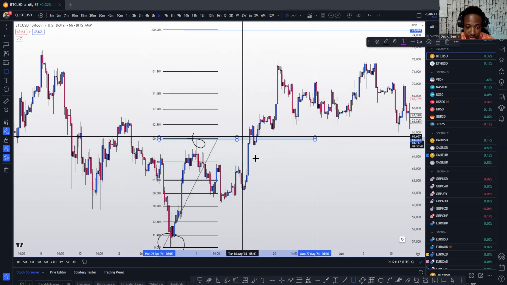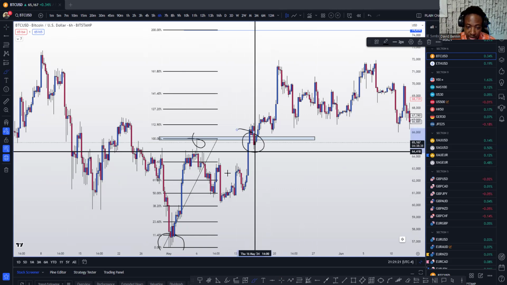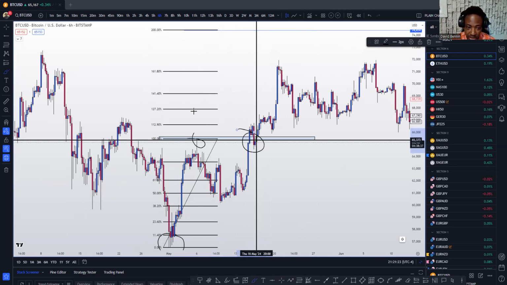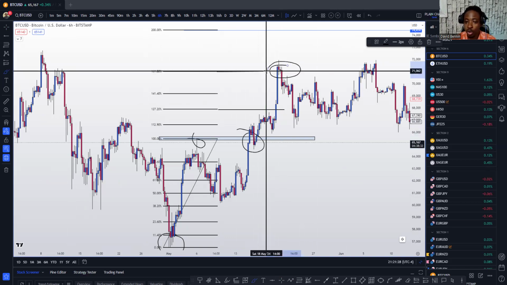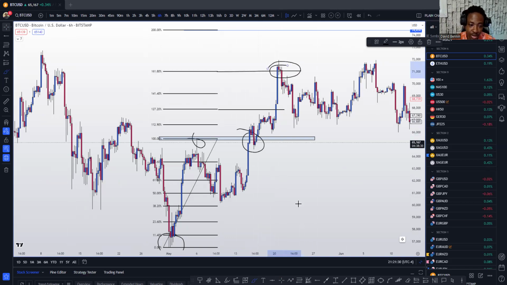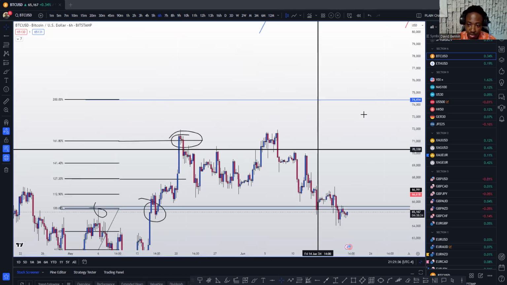So after this one is broken, price came back for the retest here. So here, if you took a buy after price breaks here, TP1 is 1.272, TP2 is 1.618. And you are monitoring the reaction at the 100 level. And long term, price could make it to the 2.0.